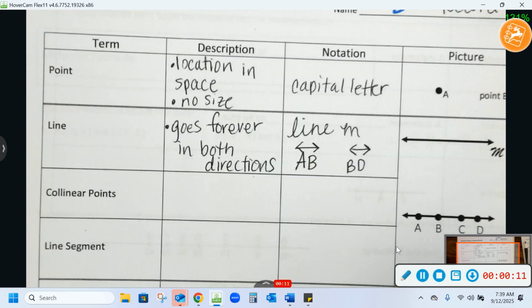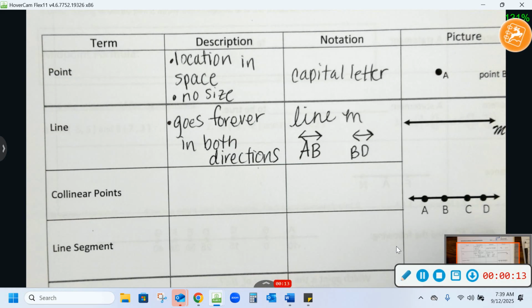All right. The only thing we talked about before I had to run out to that meeting last time was point. A point is a location in space. It's just how we describe any place that we want to talk about.